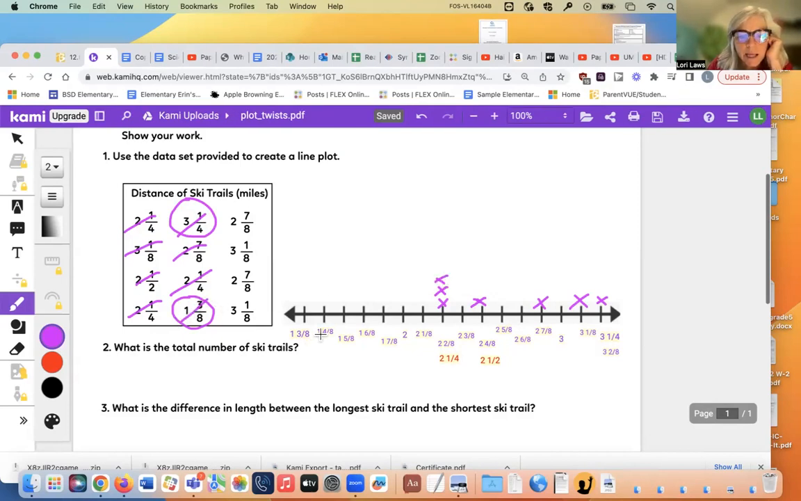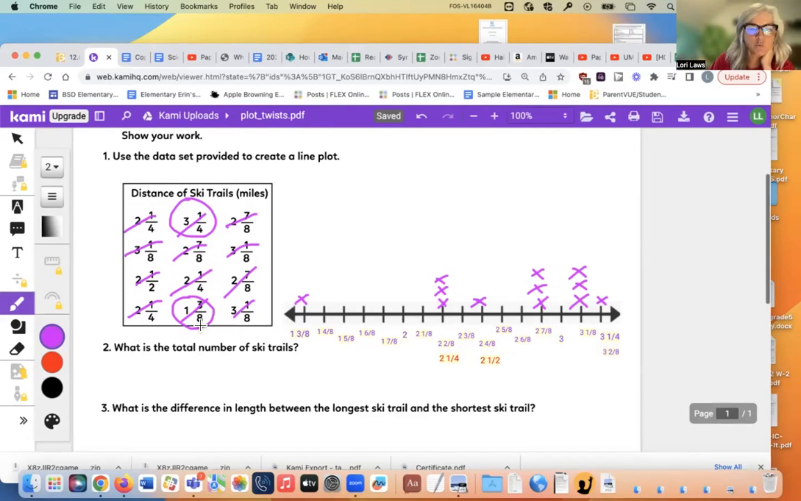1 3/8. Oh, that's that smallest amount. 2 7/8. There's another trail that's 2 7/8 long. I have 2 of those. Oops, I forgot to cross it out. There we go. 3 1/8. 3 1/8 right there. 2 7/8 right here. And 3 1/8 again, right here. There we go. I have plotted them all.